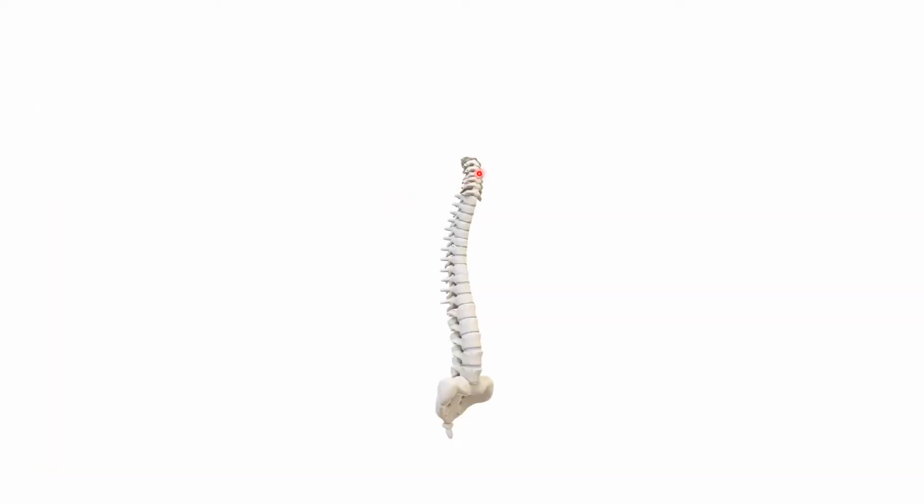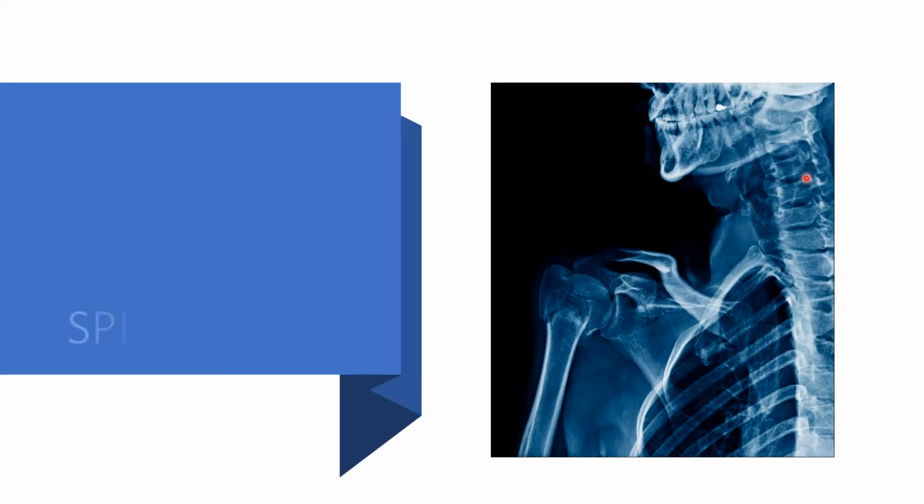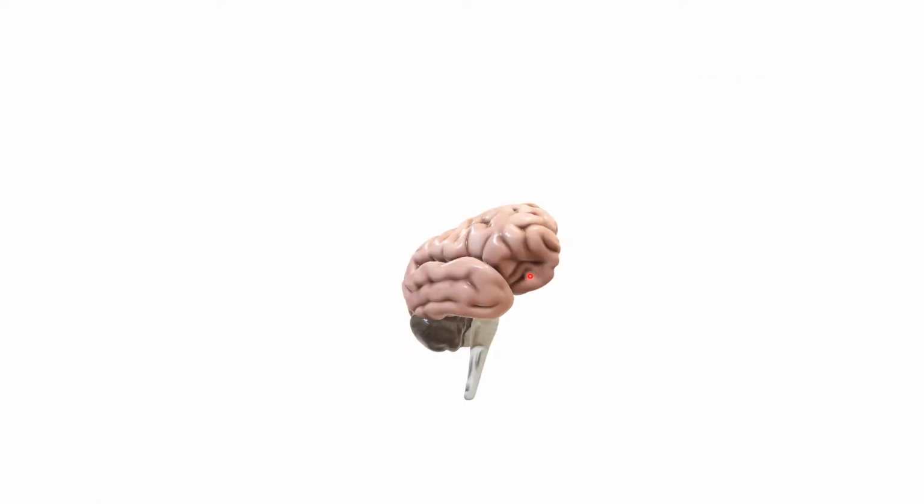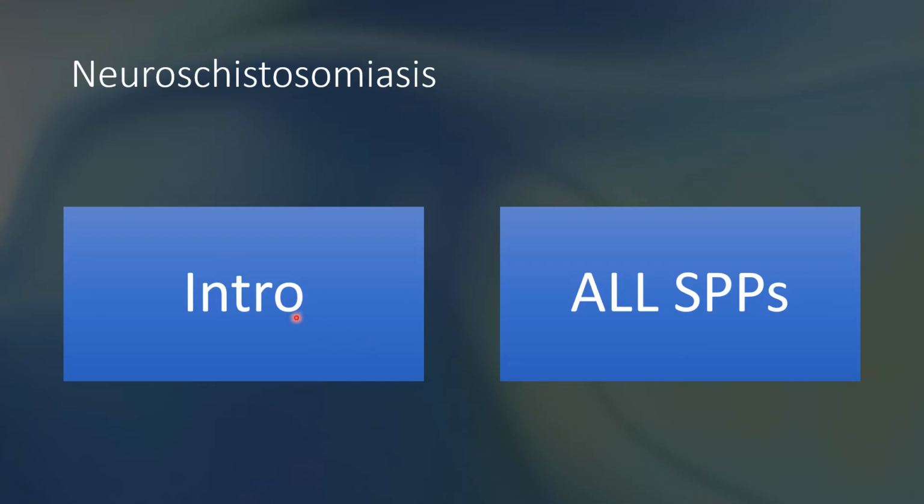Now, I don't have the spinal cord to show you, but here is where the spinal cord is located, the vertebral column. Again, the spinal cord is firmly protected by the backbone. Here is the brain. The brain will be affected. By way of introduction, neuroschistosomiasis is all about the fact that schistosomiasis can cause neurological problems at the level of the spinal cord, even up to the brain.